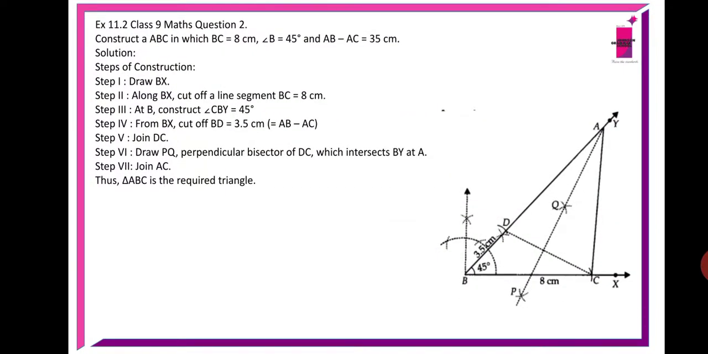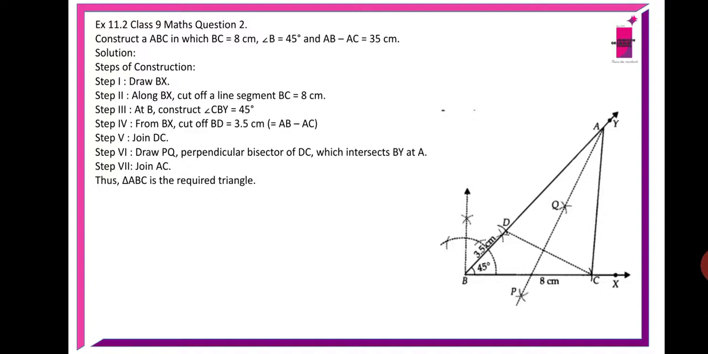In this question, we are going to discuss given base, angle, base and difference between other two sides. Construct a triangle ABC in which BC equal to 8 centimeters, angle B equal to 45 degrees and AB minus AC equal to 3.5 centimeters.